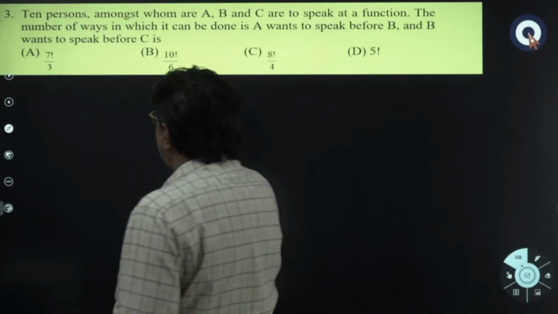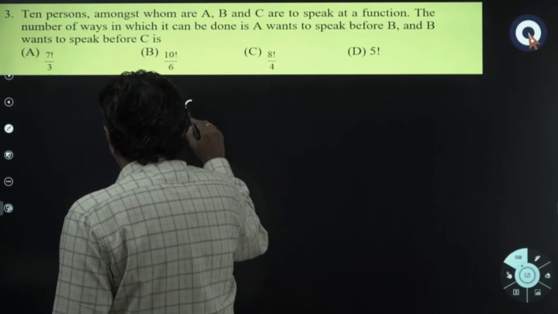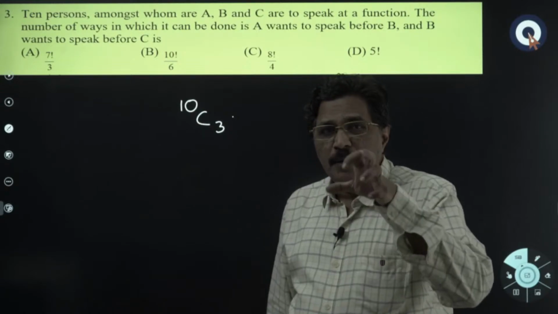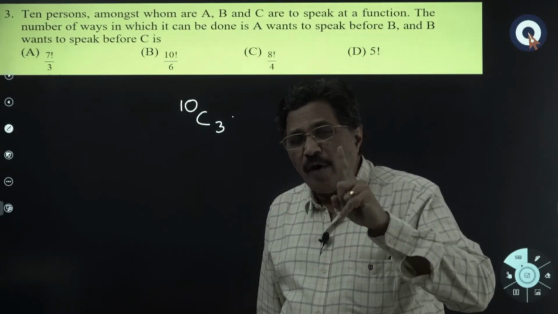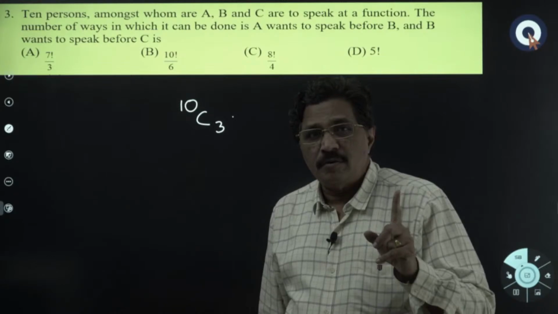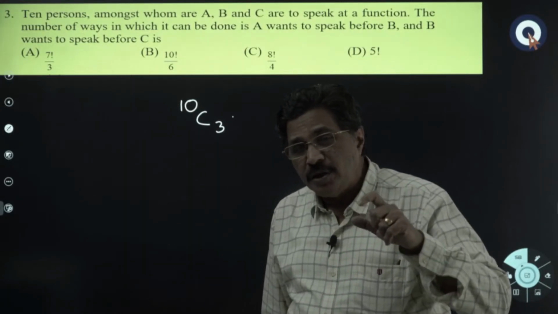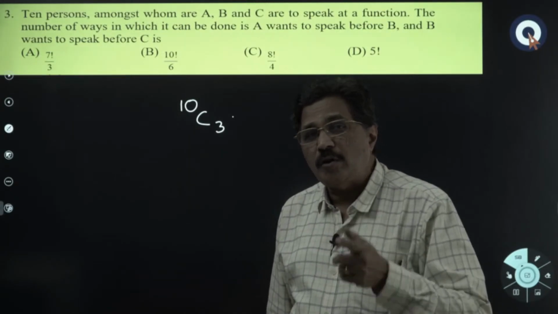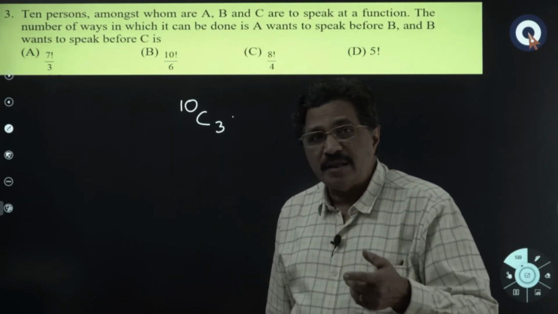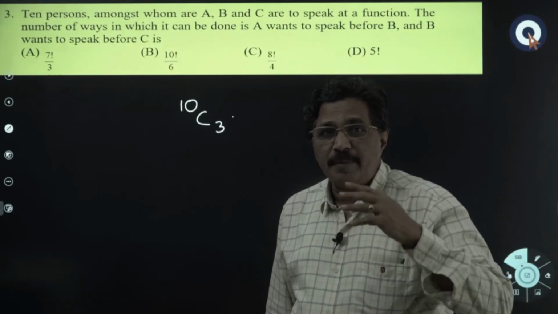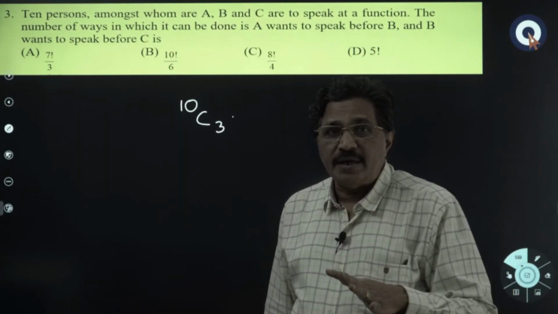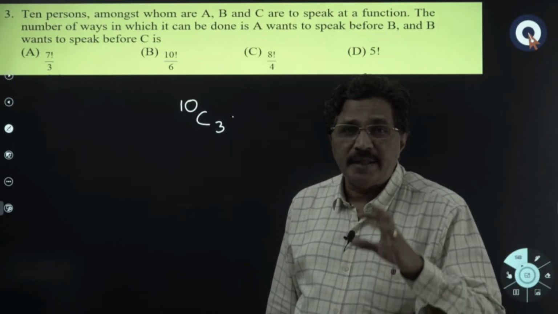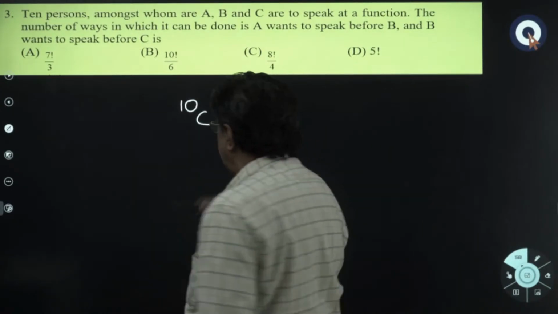Out of the 10 positions that you have, you simply select any 3 positions in 10C3 ways. Whenever you select 3 positions, there is exactly one way where A takes the position that comes first, B takes the position that comes next, and C takes the position that comes after, so that A comes before B and B comes before C. And in every case, we are left with 7 more positions, and those can be filled with the remaining 7 people in 7 factorial ways.